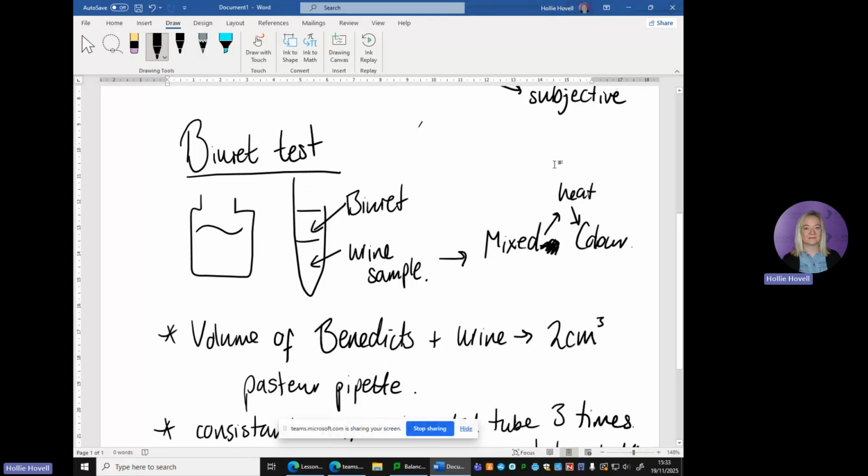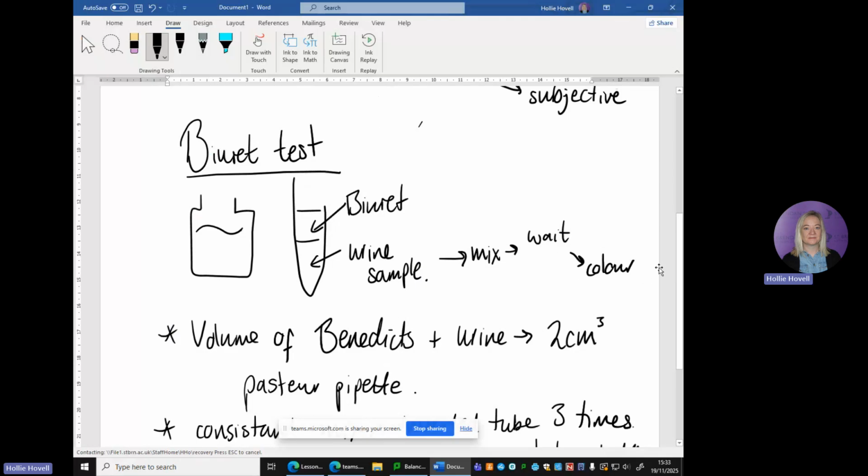You didn't have to heat this one, so the heat bit isn't relevant. You just mix, wait, and then look for the colour. Oh, you could have said on the Benedict's one how long you left it in the water bath and that you timed that for 5 minutes with the stopwatch.